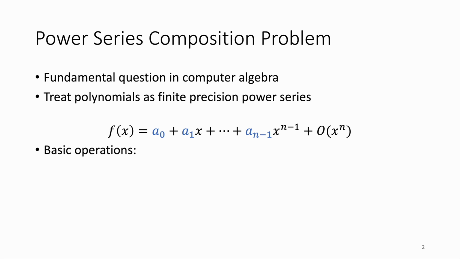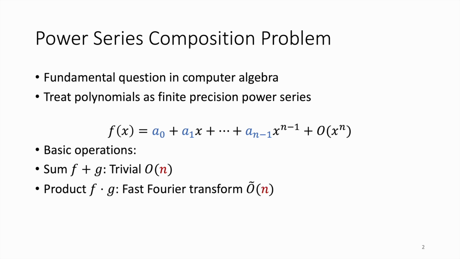So, there are several basic operations. For the sum of two power series, you can just add the coefficients pointwise. So this is a trivial linear time algorithm. For the product of two power series, the new coefficient sequence is the convolution of the two sequences. The fast Fourier transform algorithm yields a near-linear time algorithm to compute the product of two power series.